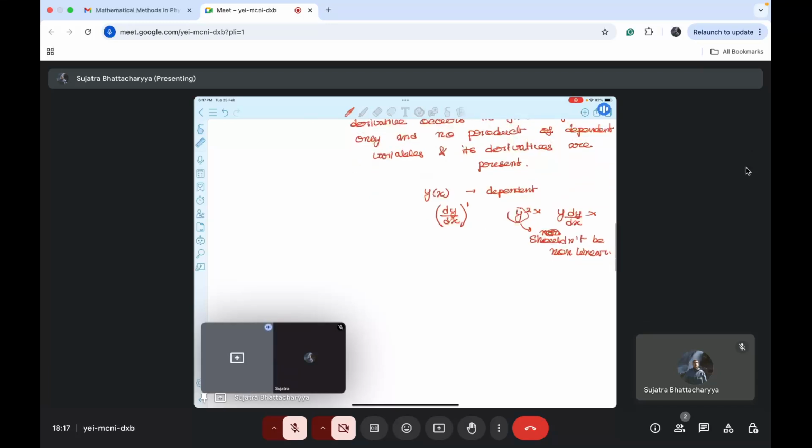So what is an example of that? Let us see two examples. One is d²z by dt².